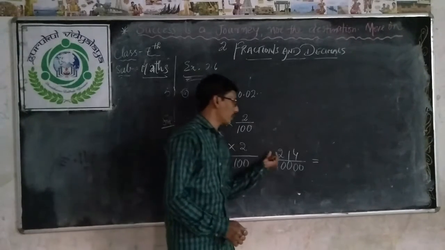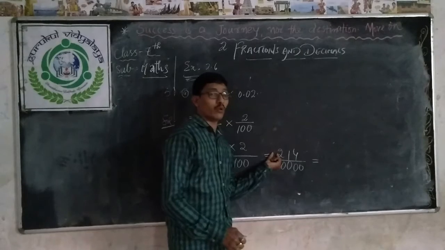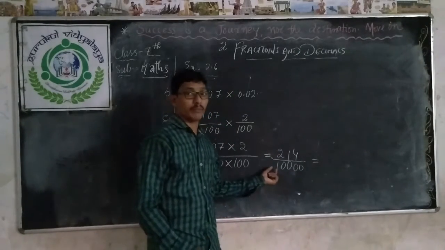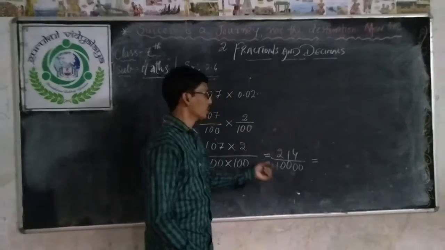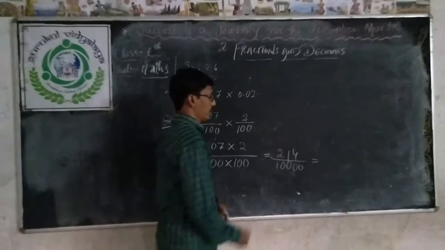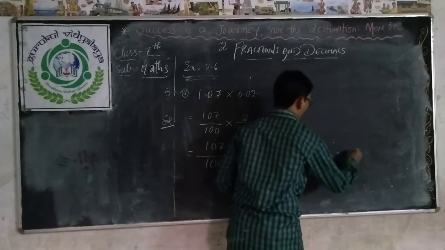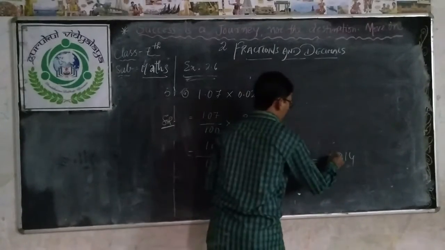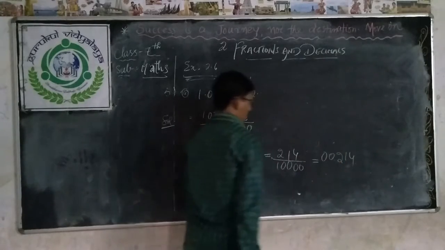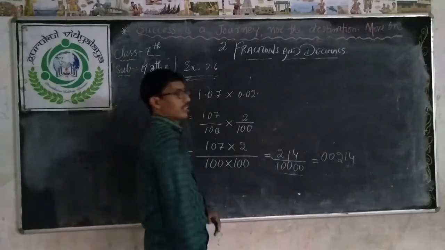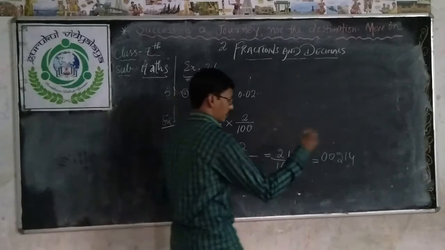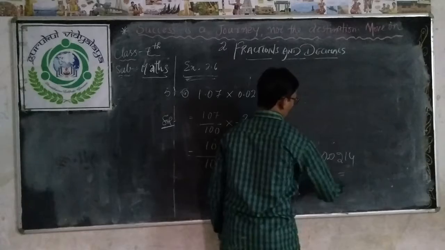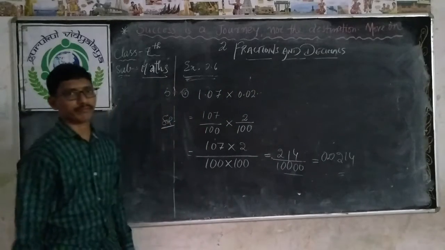Okay. The numerator digits can be more than the denominator, no problem. But should not be less than the denominator. Okay. So now at least make the digits equal. So 214. Now still how many digits do you want? 2 digits. Put 2 zeros before 214. Now the decimal point you have to keep. Total how many zeros? 4 zeros. So 4 digits after you can keep the point, 1, 2, 3, 4. So you get 0.0214 as the answer.